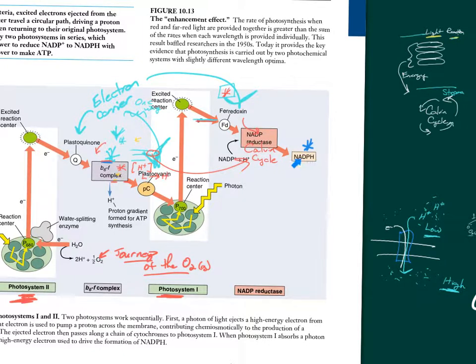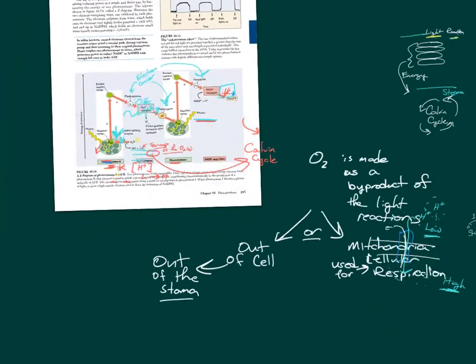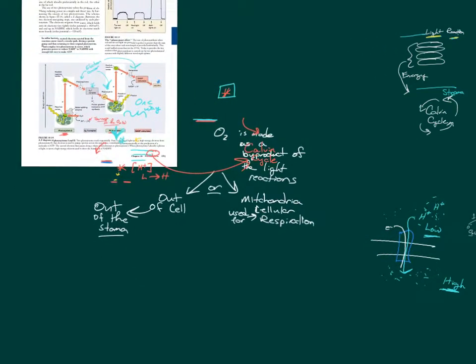NADPH. Just know this: see all these electron carriers? Could you memorize them? Sure, if you want to. But know that the electron's being carried, right? That's something you should know about all this. And know that this one here is the carrier you need to know, because this is the carrier that leaves the thylakoid and goes where? Into the Calvin cycle in the stroma. Good. Excellent. I'm glad you guys are getting it.